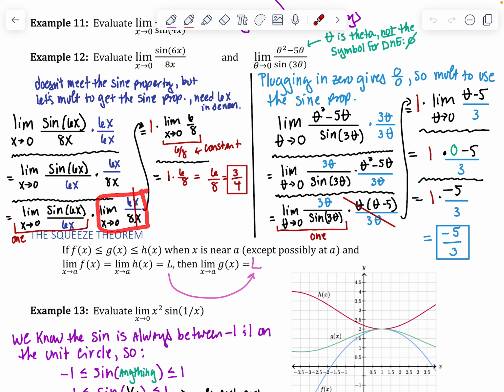And now I have the limit of 6x over 8x, but of course we can cancel the x's to get the limit of a constant. And we said the limit of a constant is the constant. And with simplifying, because I divided top and bottom by 2, I've got the answer of 3/4.